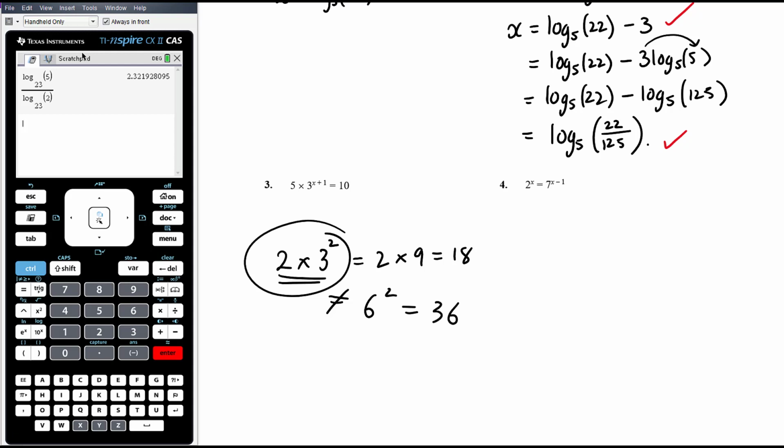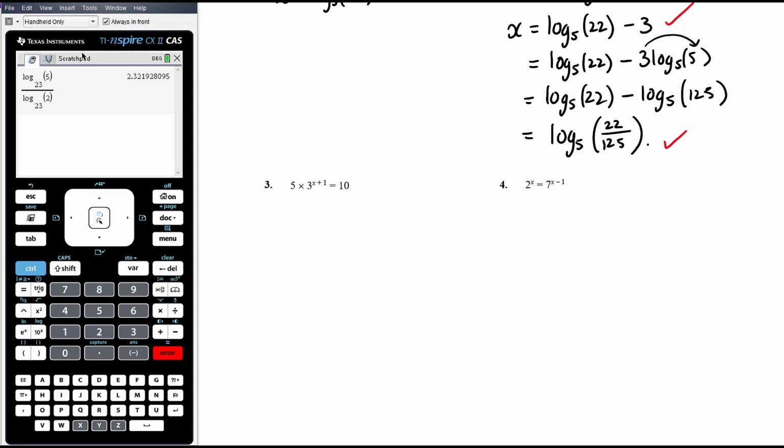Okay, remember, order of operations, the power happens before the multiplication. And so therefore, you have to be able to deal with this in a different way. In fact, the easiest way here is to just divide both sides by 5. So this is actually 3 to the power of x plus 1 equals 2.